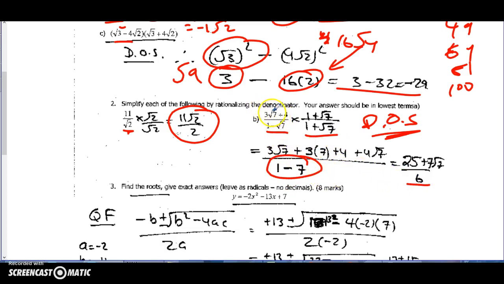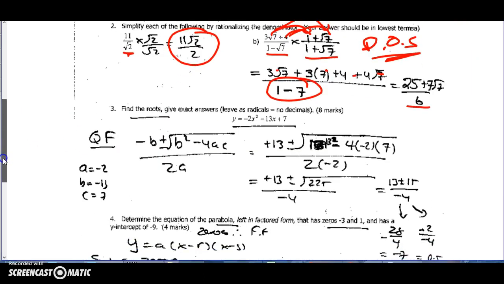Okay, so what you're going to do is FOIL this out. That times that, that times that, that times that, and then that times that. Those are these 4 terms here. Collect like terms, and you're done.